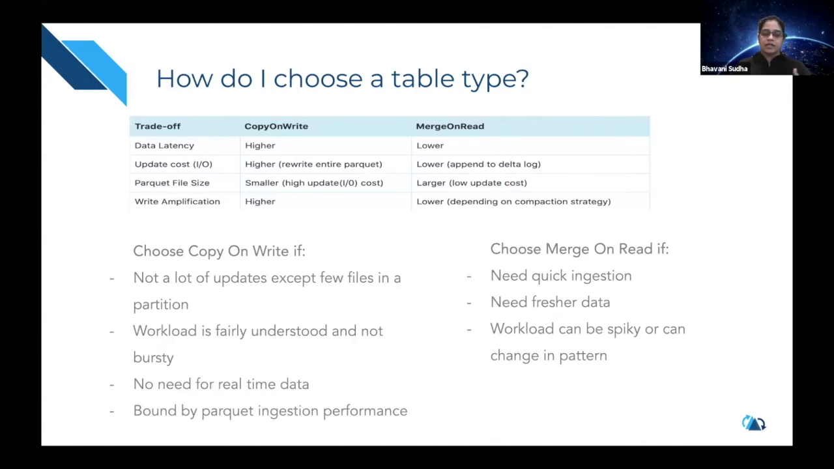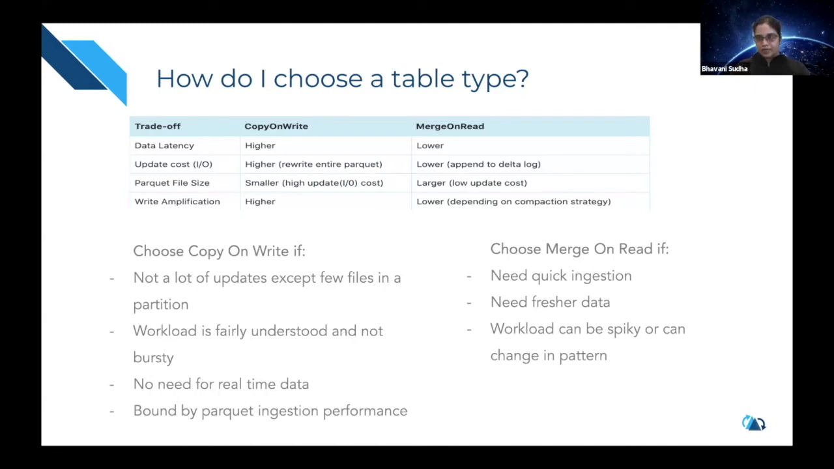The data latency is higher in copy on write tables because of the Parquet ingestion and having to rewrite the files every time. Whereas in merge on read, we simply append the updates to a log file, so data latency is lower. The update cost is higher because of the rewriting in copy on write, and for merge on read, it's lower.